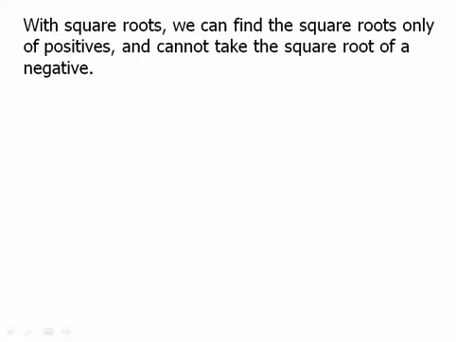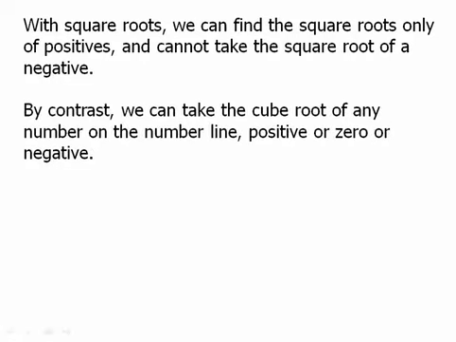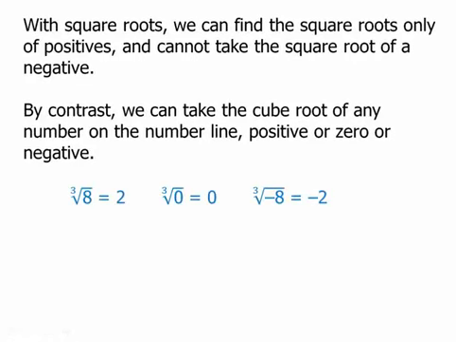But the rules are very different for cube roots. We can take the cube root of any number on the number line, positive, 0, or negative. So every single number on the negative line, we can raise it to the third power, and we can find the cube root of it. So for example, the cube root of 8 is 2, the cube root of 0 is 0, and the cube root of negative 8 is negative 2. So unlike the square root, the cube root can have a negative output. When we put in a negative, we get out a negative.